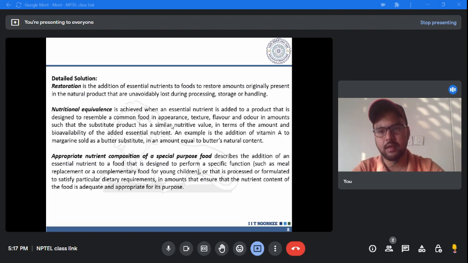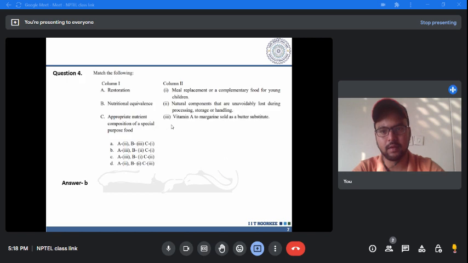Restoration is the addition of essential nutrients to food to restore the amount originally present in the natural product that is unavoidably lost during processing, storage, or handling. So restoration will be the correct match for the natural components that are unavoidably lost during processing, handling, or storage. We need to do restoration for this kind of occurrence.